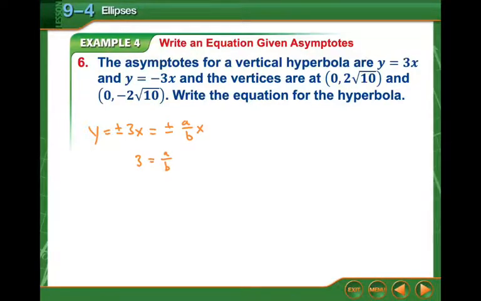So now we have this 2 square root 10 part that the vertices are at. Again, we know that vertices are what a is. So a is equal to 2 square root 10. So that means we just plug that in here. 3 equal to 2 square root 10 over b. And we can get what b is. That's 2 square root 10 over 3.